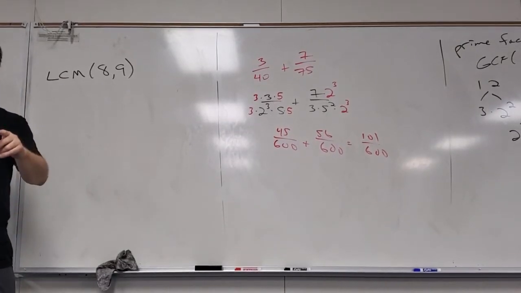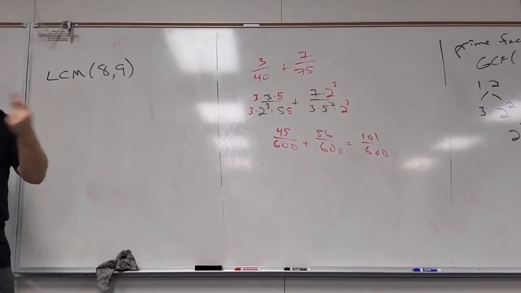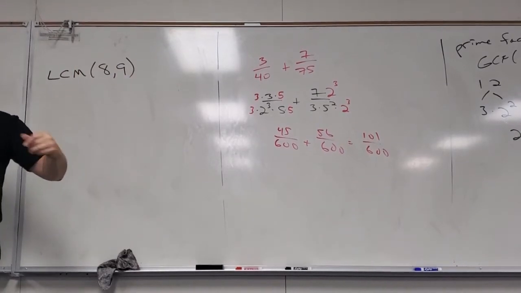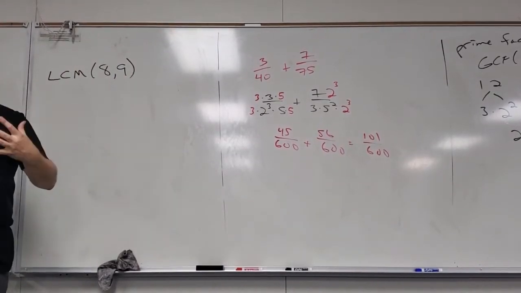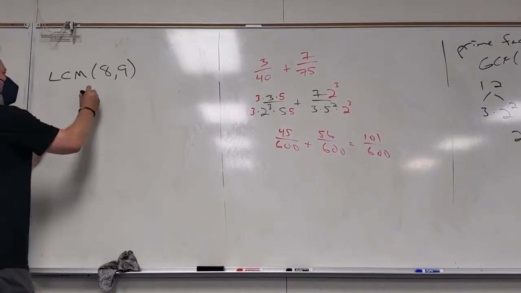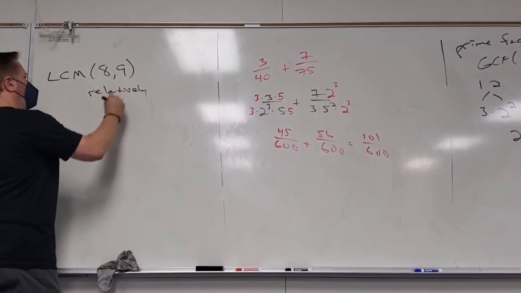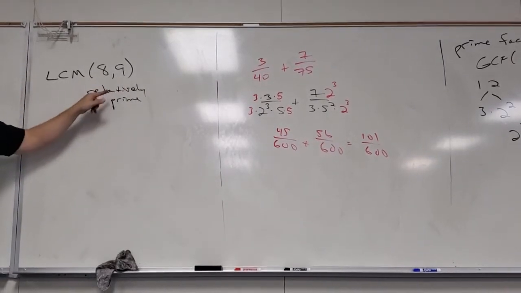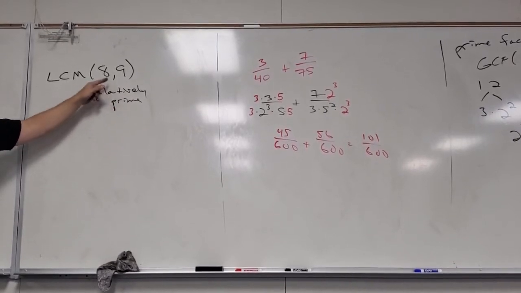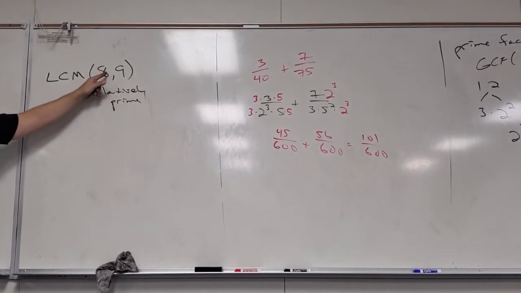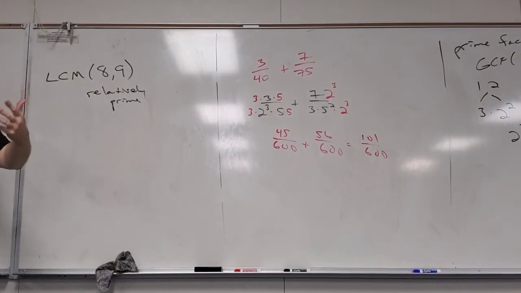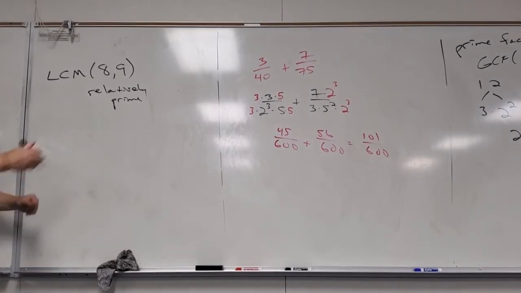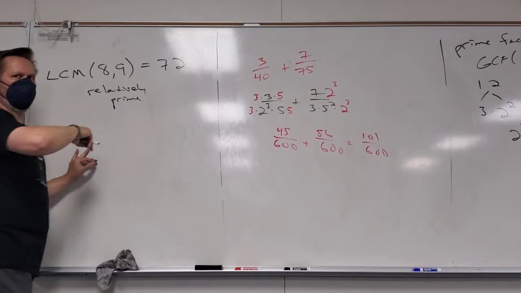So what can I notice about the numbers that would tell me I could just multiply them and be done with it? It's because they don't share anything. So they each need the entire other one. They are what we call relatively prime. Are either one of them prime numbers? No. They're both not prime, but they are relatively prime. This phrase means, relative to each other, they have nothing in common. The only thing they have in common is one. So I love that phrase, relatively prime. So this is the one time you can just multiply them together and be done with it.